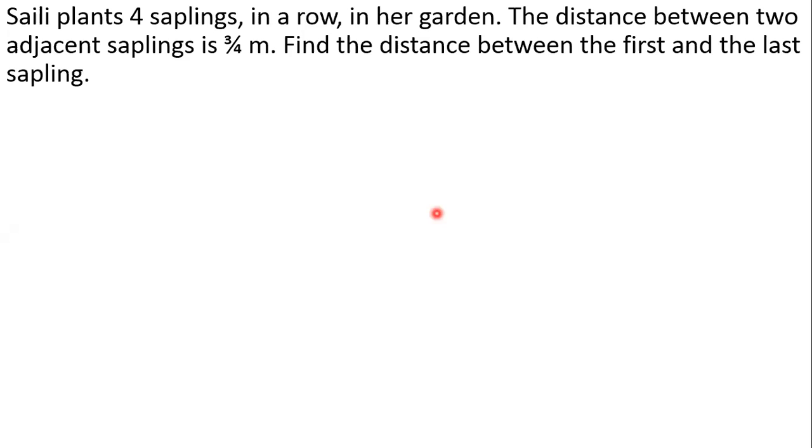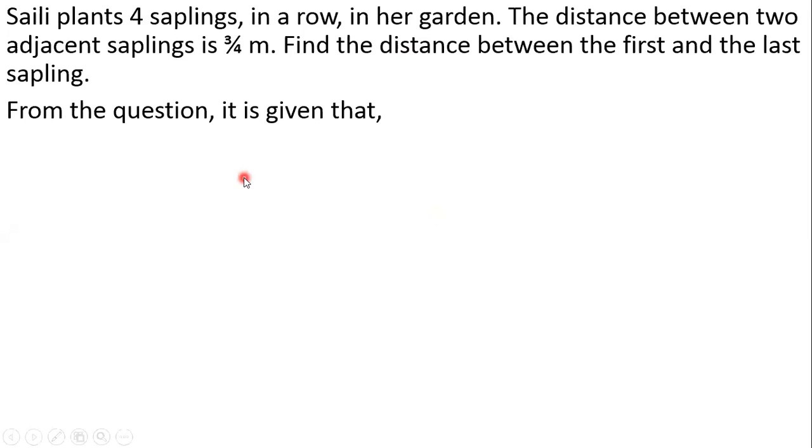Now there is a girl Sally. She is planting 4 different saplings in a row. Adjacent means next to each other, one after the other. So if the distance between two of them is 3 by 4, from the beginning to the end there are 4 saplings. So what would be the total distance? It's quite clear. All we have to do is multiply. So this is what we'll do.